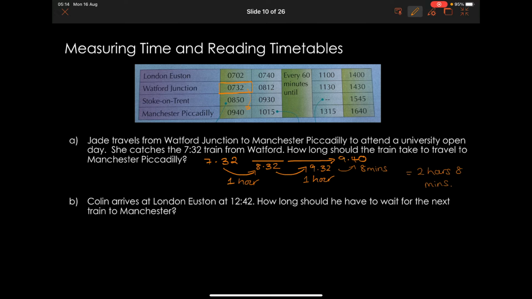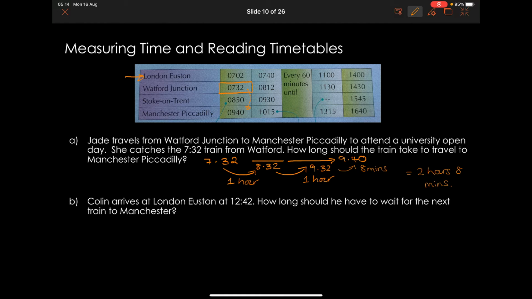Okay, question B says, Colin arrives at London Euston at 12:42. How long should he have to wait for the next train to Manchester? Okay, so let's have a look. It says he arrives at London Euston, which is at the top here, at 12:42.